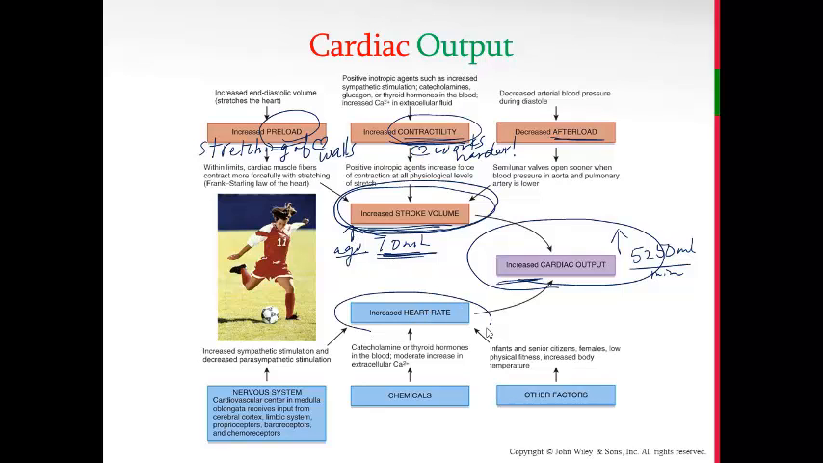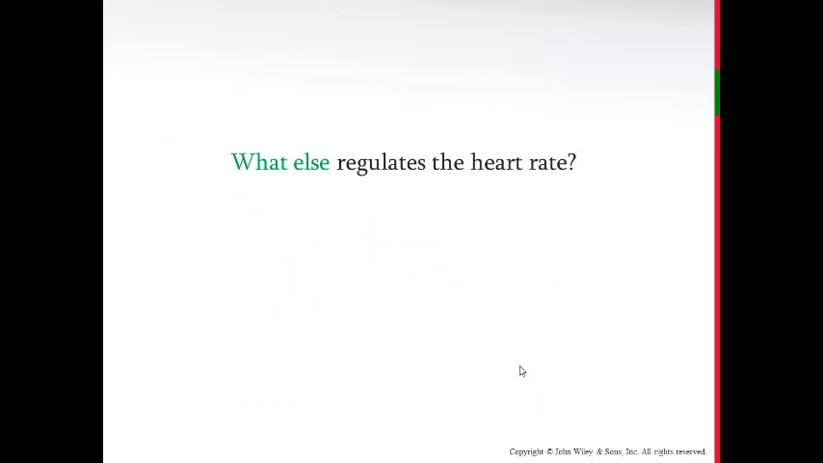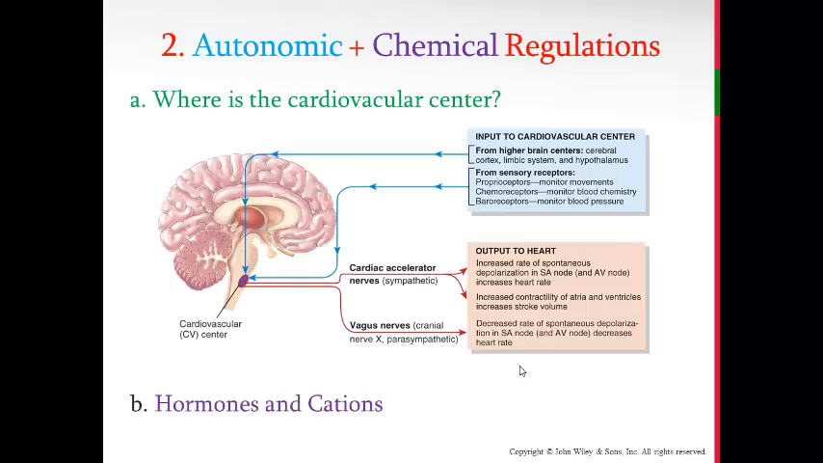You can also increase heart rate in several different ways. Our nervous system is controlling it, the chemicals in our bodies are controlling it, as well as other factors. So these are the ones that can ultimately affect it. So what else regulates our heart rate besides stroke volume? We depend on our nervous system, so we'll take a look at the autonomic as well as the chemical regulations.